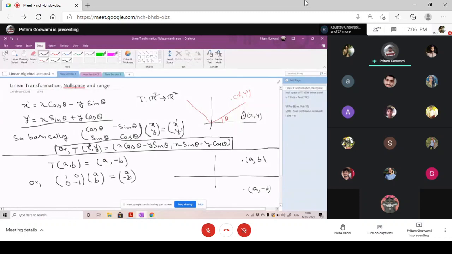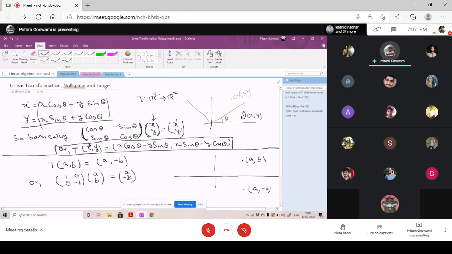Another interesting thing here, you can write it in terms of matrices also. Suppose you write the point x, y as a column matrix, and you multiply it with this matrix, cos theta, minus sin theta, sin theta, cos theta. Then if you multiply this, you will get x cos theta minus y sin theta, x sin theta plus y cos theta, right? Everyone clear?